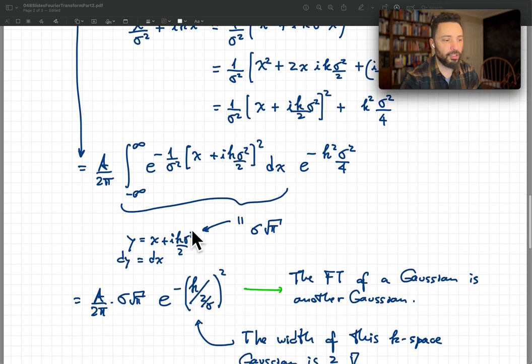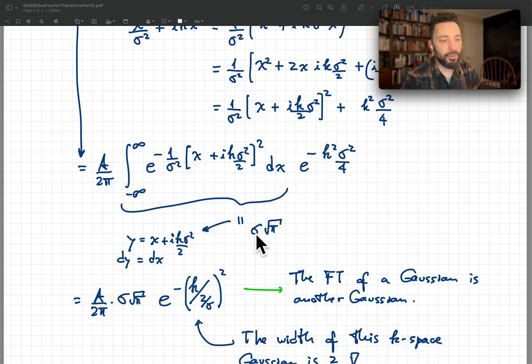You can do it by shifting variables from x to y, where y is x plus i k sigma squared over 2. So we call this whole thing y, and then we have e to the minus y squared over sigma squared. The dy is also equal to the dx, because as far as the variable x is concerned, this is just a constant. And so we can do this integral. It's a Gaussian integral like we've seen before.